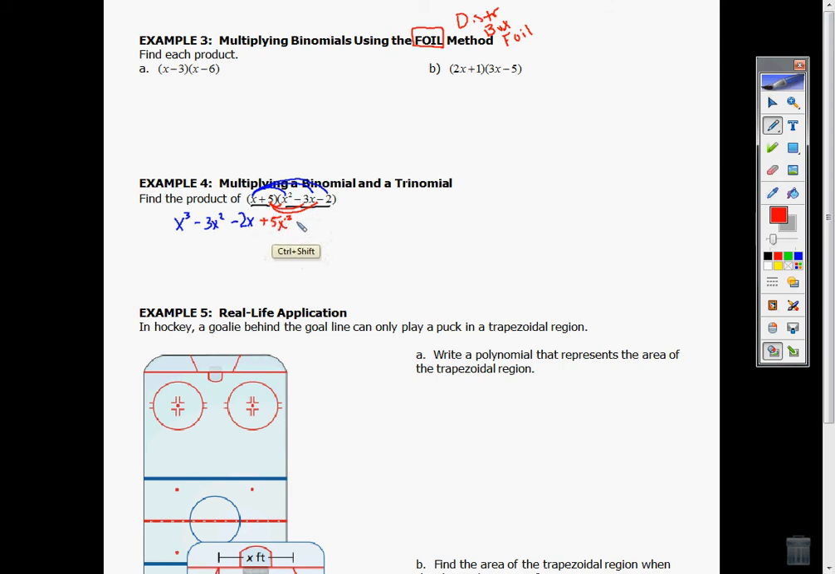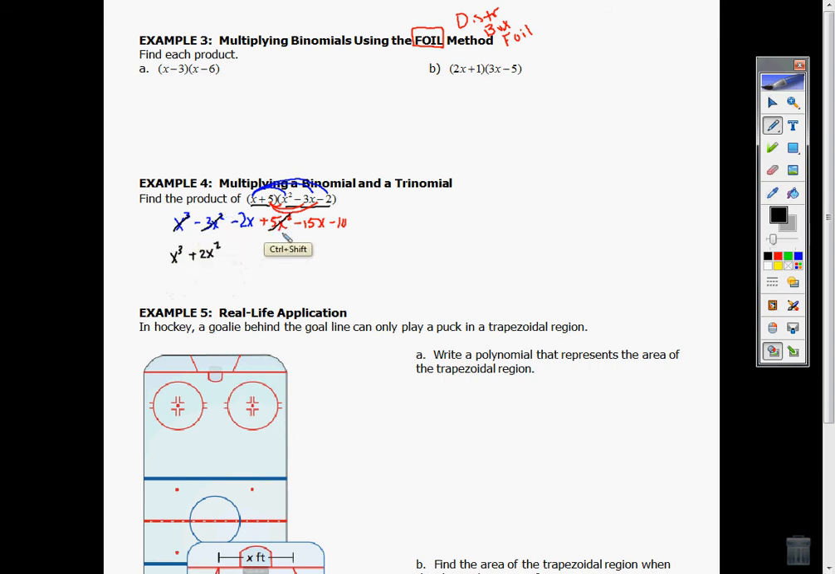5 times negative 3x gets me negative 15x. And 5 times negative 2 gets me negative 10. Put them all together. Let's see, what kind of like terms do I have here? I have x cubed, that's all by itself. I have, cross it off so I don't get confused, negative 3x squared and positive 5x squared. So together that makes plus 2x squared.